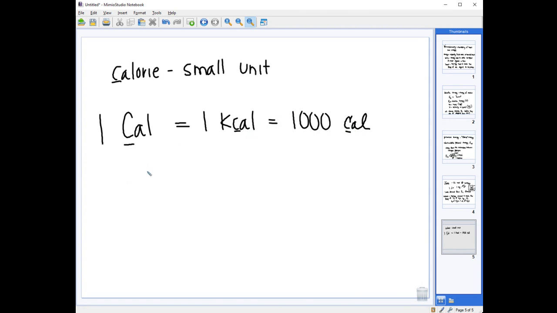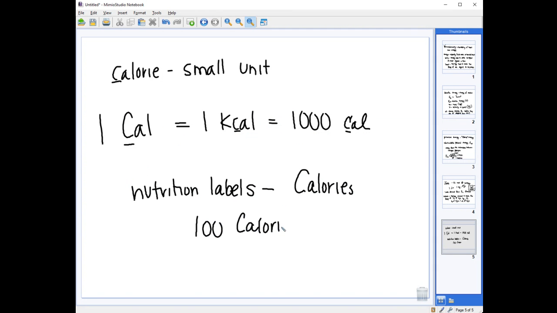And as you learned from the video, what we see on nutrition labels as to the calories that are in food, those are actually big C calories. So if something has 100 calories as designated on a food label, that's actually the same as saying 100 times 1,000, which is equal to 100,000 little c calories. Well, nobody wants to see that on a nutrition label, right? So we put everything in big C calories. And again, that is because the calorie is such a tiny unit.